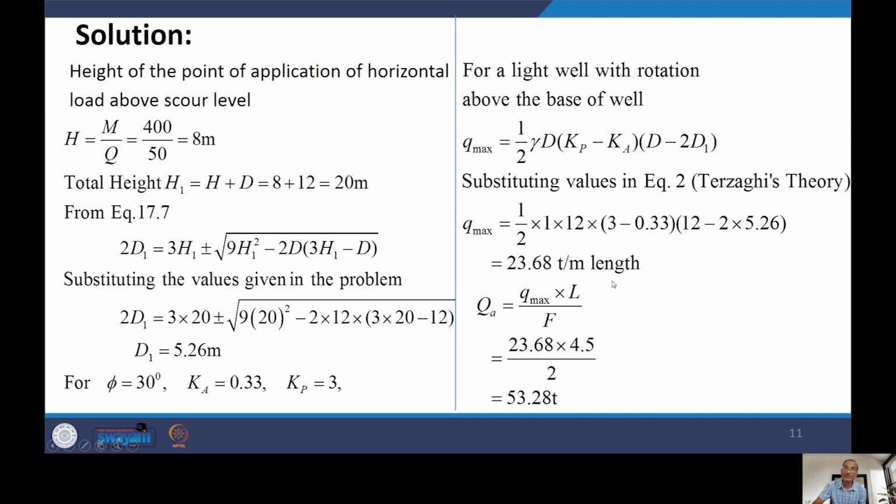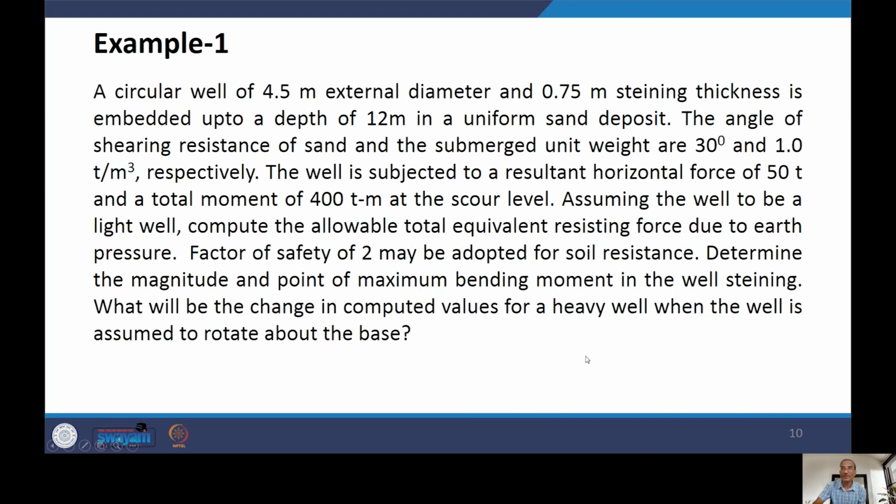And once this Qmax is known, then the allowable load QA can be calculated as Qmax into L divided by F. This was for per unit length, so multiply by the length L, which is given as 4.5 meter, and the factor of safety is given as 2. So once you work on this, you get the allowable load as 53.28 ton. So the allowable load in this case is 53.2 ton.